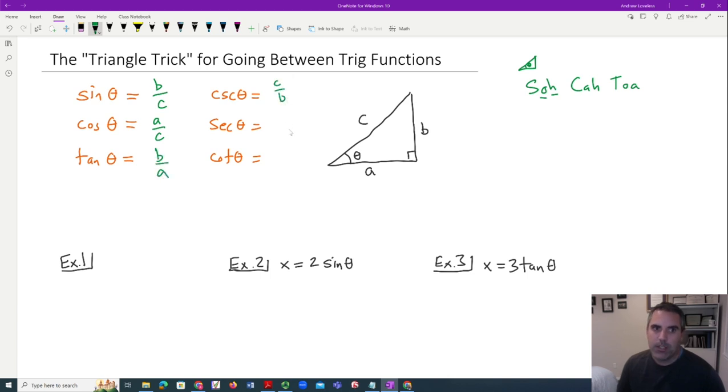This is 1 over sine. This is 1 over cosine. And this is 1 over tangent.